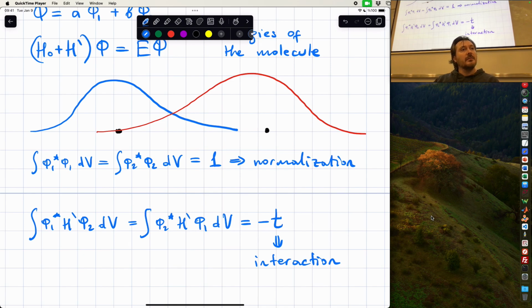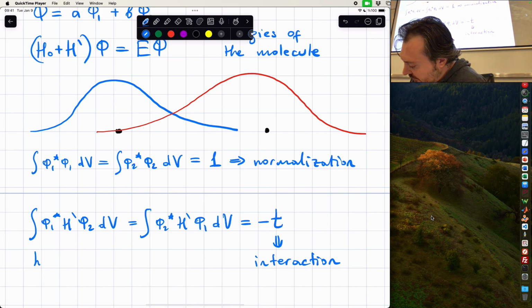Well, we are actually going to set the overlap of two orbitals to 0. We will assume that that's the case. This is more of a hopping integral. This is called the hopping integral.